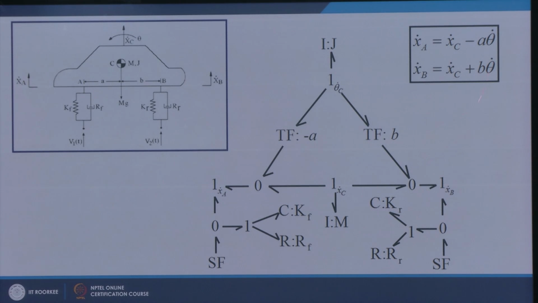Now, using this equation I can draw the bond graph. So, we see here this is XC dot. So, I can subtract or add velocity at a 0 junction. So, XC dot minus A theta dot. So, I have theta dot, I use a transformer with modulus minus A. So, here I get minus A theta dot.